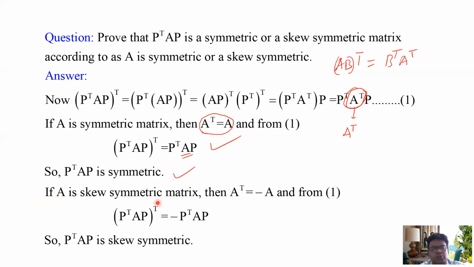Now, as A is a skew symmetric matrix, that is A transpose is equal to minus A. From 1, P transpose AP, you may write minus P transpose AP. So that means (P transpose AP) whole transpose is equal to minus P transpose AP. So that means P transpose AP is a skew symmetric matrix. Okay, so this is also a very good question. You can expect a theoretical question from here.